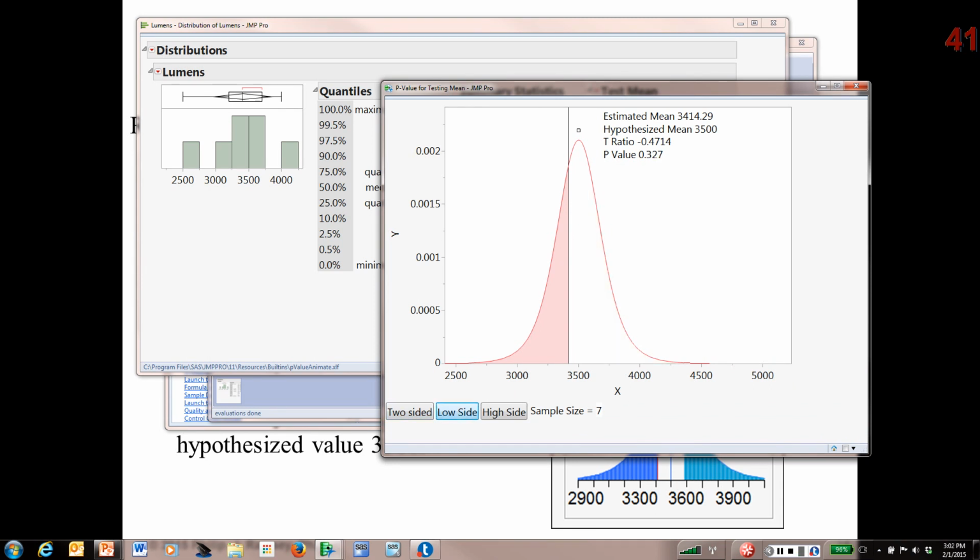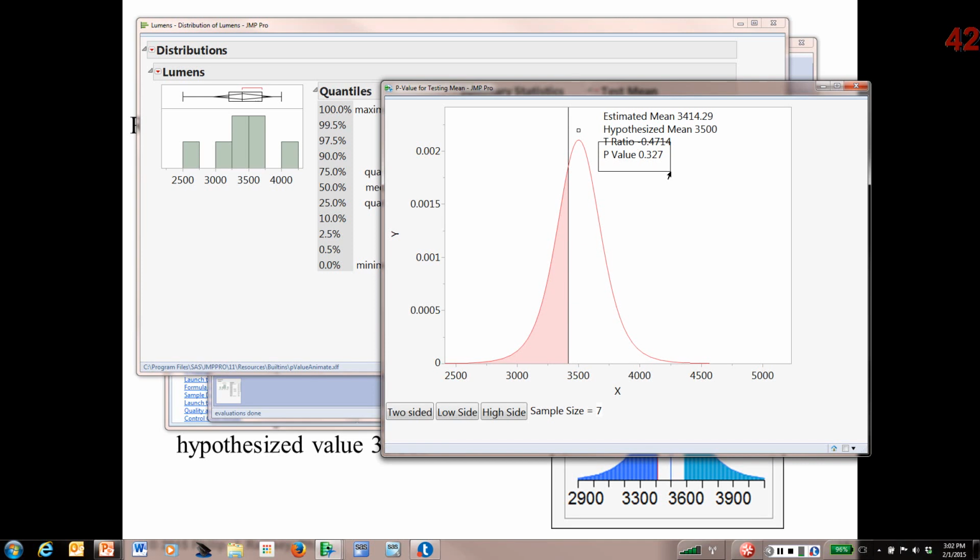Okay. So what is this test? This is a test that the actual mean is less than 3,500. This is a one-tailed test. So notice for the one-tailed test, we only look at the tail area of the t-distribution below 3,500. So I observe 3,414. Okay. So that says the probability I could have gotten an even smaller value is 0.327.